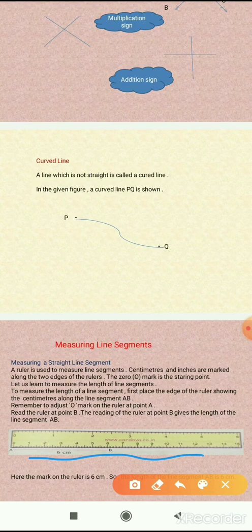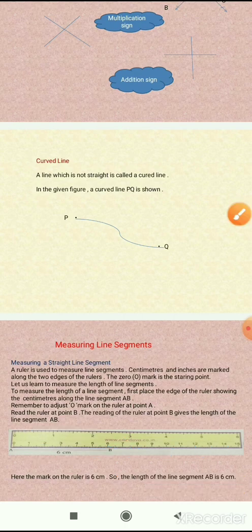Okay, so if you observe in this ruler, centimeters and inches are marked. See here, so here 0, 1, 2, 3, 4, 5, 6, 7, 8, 9, 10 till 15. Is it looking? These are in centimeter, and upside it's looking 1 to 6 number. These are in inches. Okay, so centimeters and inches are marked along the two edges of the rulers. The 0 mark is starting point. So 0 mark is the starting point of centimeters as well as inch. Let's learn to measure the length of line segment.